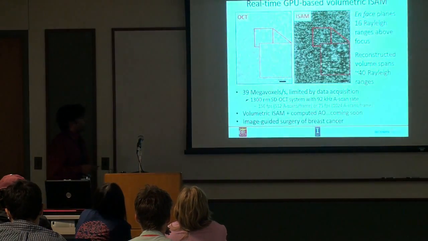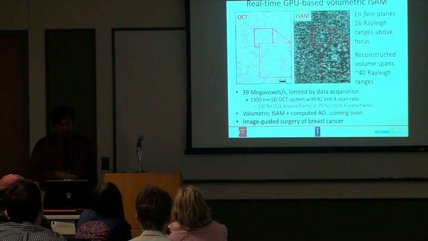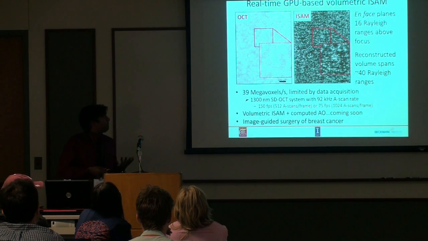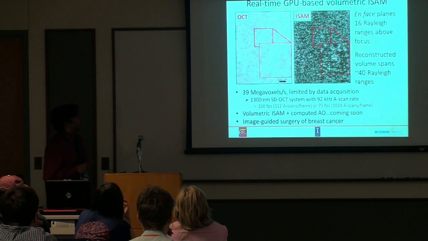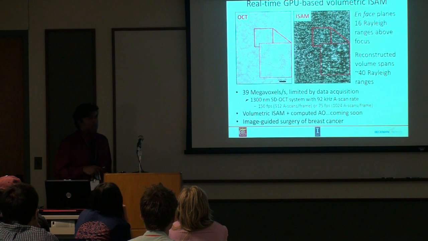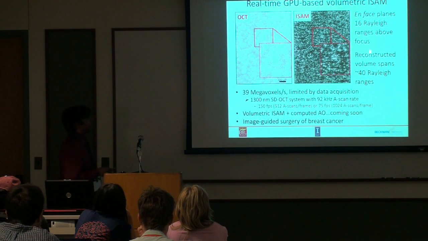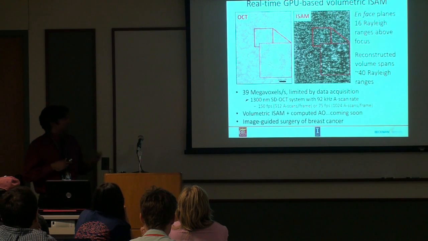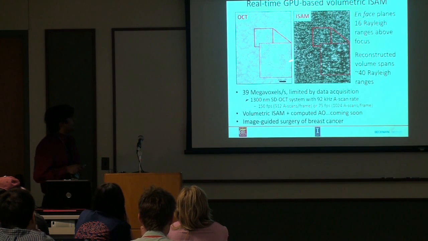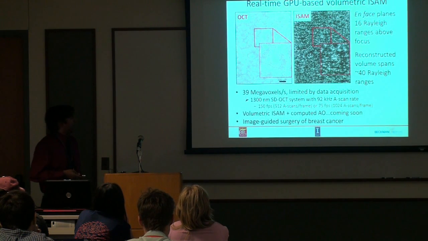So here we show that ISAM can be done in real time for high-speed volumetric imaging. These are two en face planes taken from a reconstructed volume that spans more than 40 Rayleigh ranges. Now, our processing of this data is really limited by the data acquisition speed.